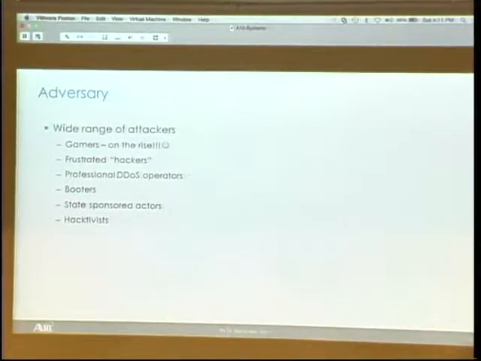There's also a fairly large number of professional DDoS operators, the so-called booters, which provide that as a service. We'll look a little bit more into what they do.